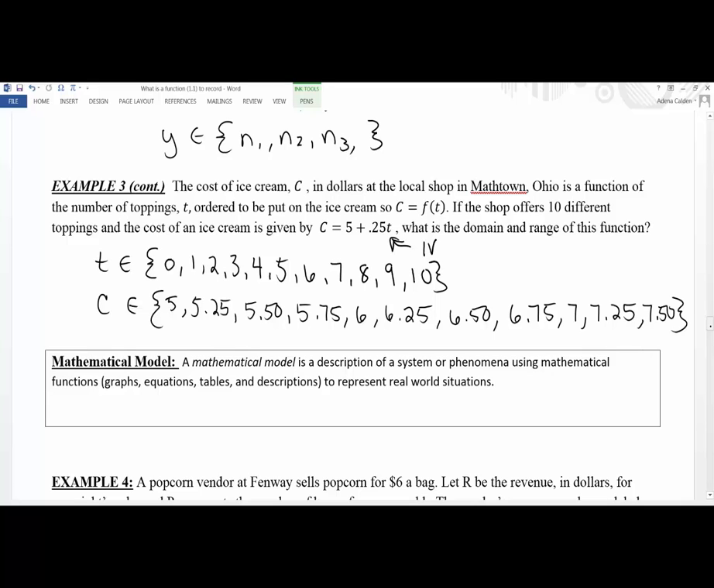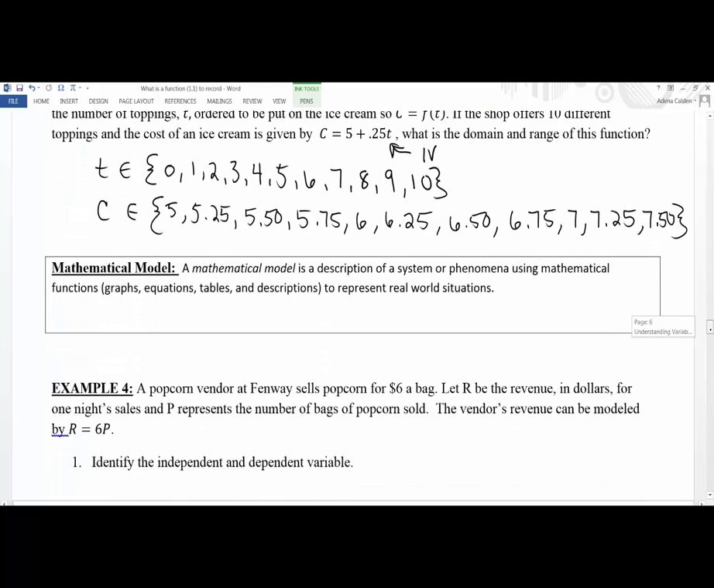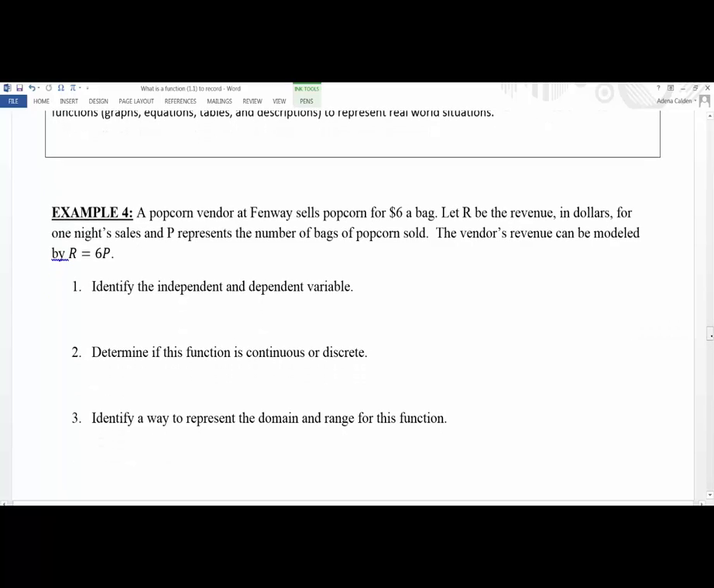So let's consider the following. A popcorn vendor at Fenway sells popcorn for $6 a bag. Let R be the revenue in dollars for one night's sales, and P represent the number of bags of popcorn sold. The vendor's revenue can be modeled by R equals 6 times P.